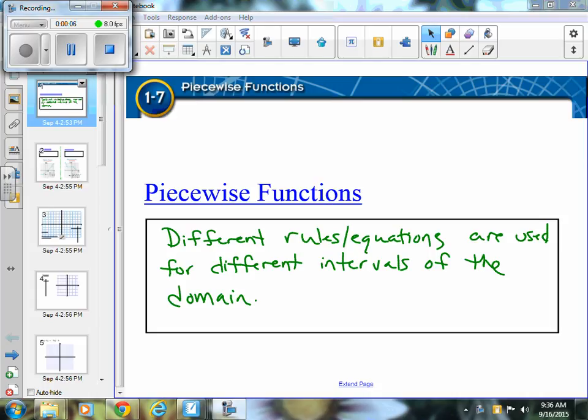All right, so piecewise functions, what those are, you can see the definition on this first slide. Basically it is a function where you have different rules or equations that you use for different intervals of the domain. So instead of having a situation where the entire graph is all the same equation, like it's just y equals x, something like that, the equation changes as you move from interval to interval.